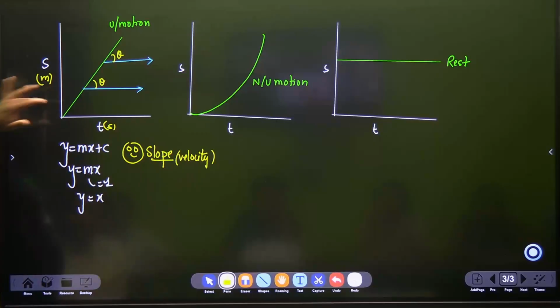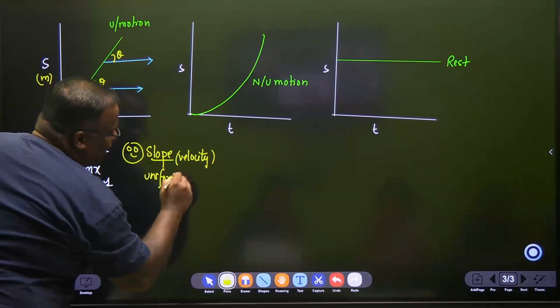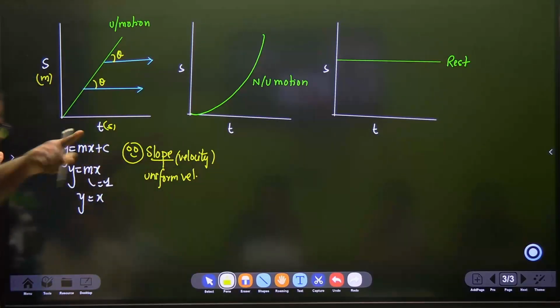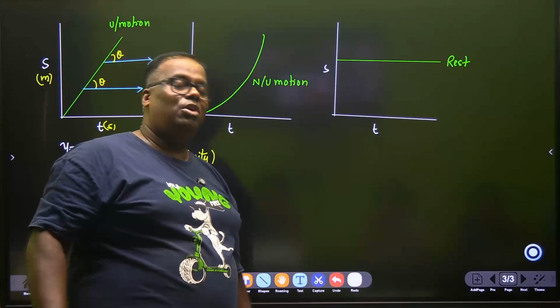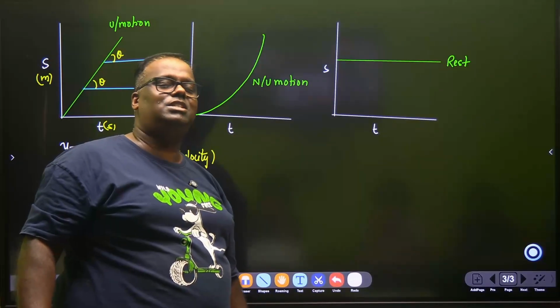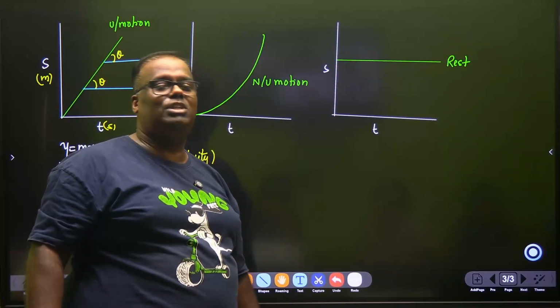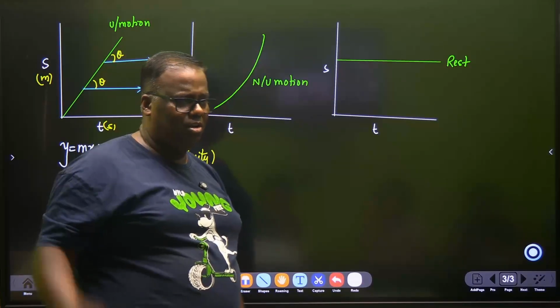Therefore, this is uniform velocity. Now go back to the definition of uniform velocity and clear your doubts. A body is said to be in uniform velocity if it travels in a straight line and covers equal distances in equal intervals of time, no matter how small the time intervals are. Is it anything different from uniform motion? Not at all. The graph proves it.